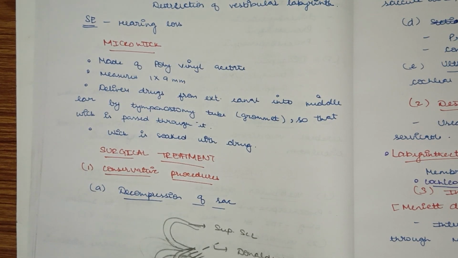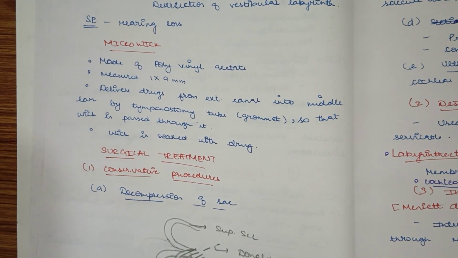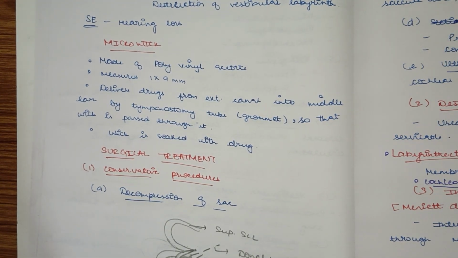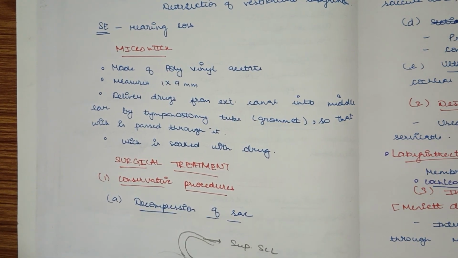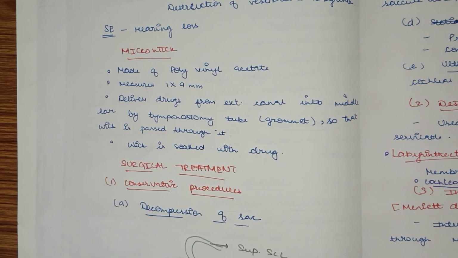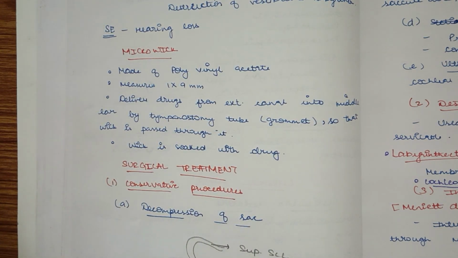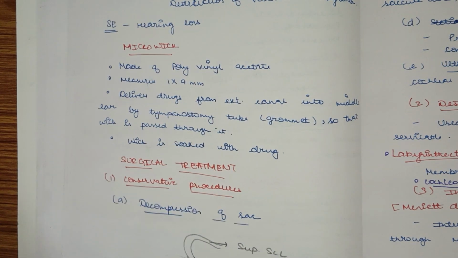It delivers drugs from the external canal into the middle ear by a tympanostomy tube or grommet tube, so that a wick is passed through it. So in the tympanic membrane, a grommet tube will be inserted, through which this wick is inserted, and the phenomenon of absorption will be seen, that the drug will be absorbed through the round window and destroy the vestibular labyrinth.